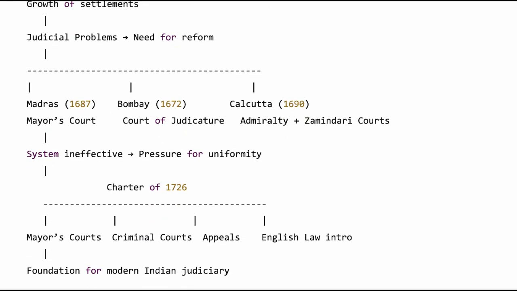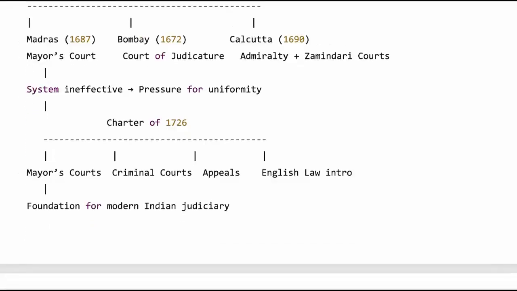Now, these judicial problems and the need for reform led to the setup of different courts. In Madras, in 1687, Mayor's Court was set up. In Bombay, in 1672, Court of Judicature was set up. And in Calcutta, in 1690, Admiralty plus Zamindari courts were set up. The system was very ineffective and there was pressure for uniformity, which led to the Charter of 1726.